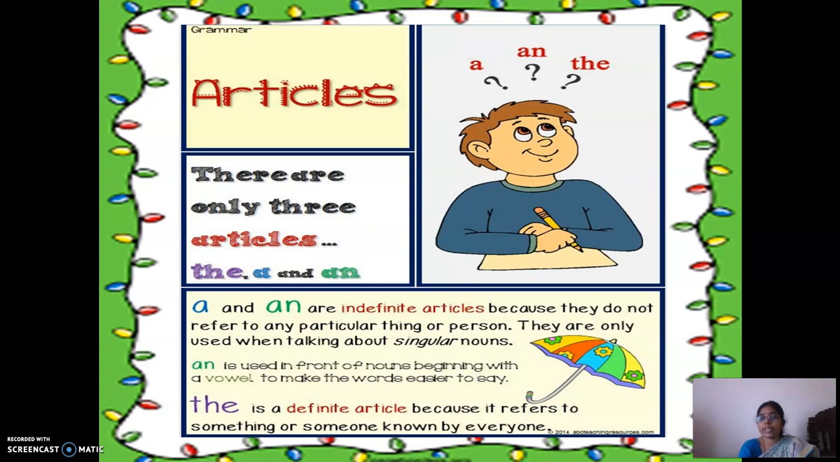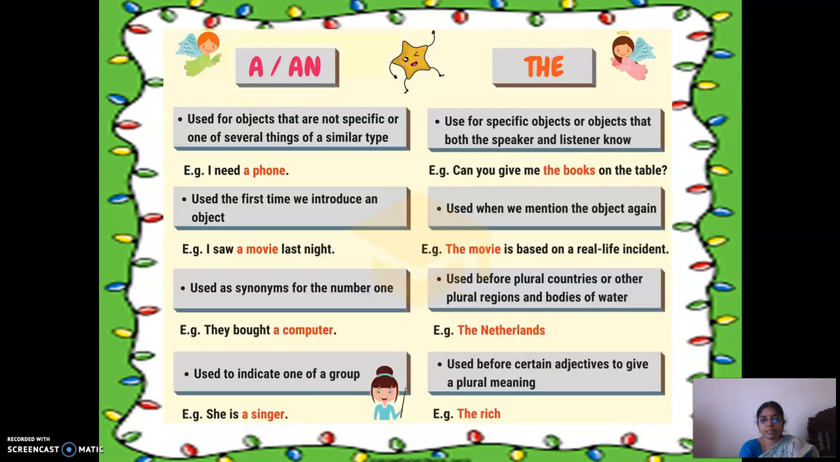A and an are indefinite articles because they do not refer to any particular thing or person. They are only used when talking about singular nouns. An is used in front of nouns beginning with a vowel to make the words easier to say. The is a definite article because it refers to something or someone known by everyone. So the is a definite article, a and an are indefinite articles, right?